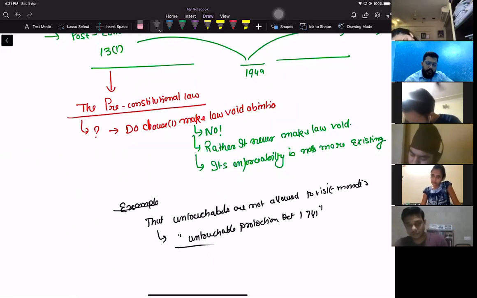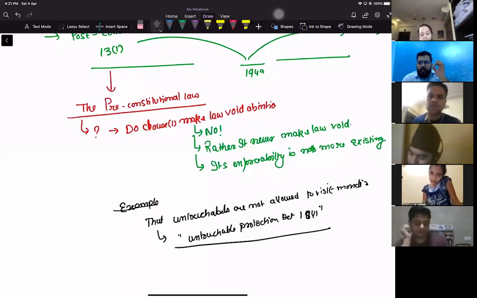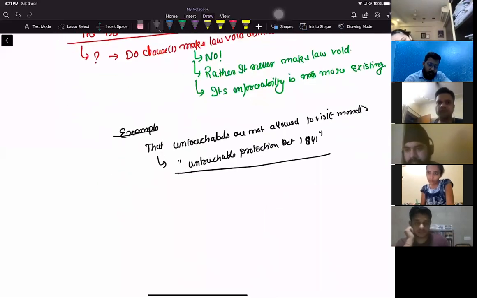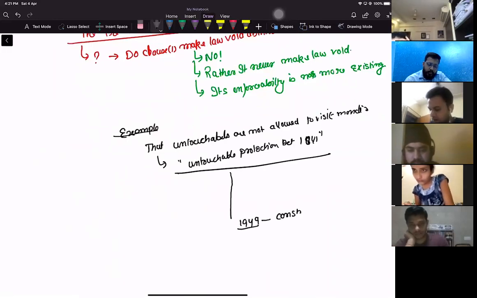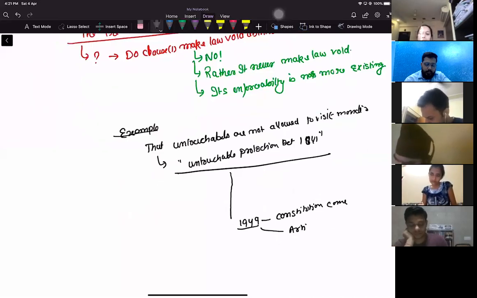Suppose this is the act of 1841. I'm just creating an example. ऐसा कोई प्रोटेक्शन एक्ट है नहीं, but एक example create करने की कोशिश कर रहा हूँ कि suppose in 1841 there is a law that no untouchable should be allowed to visit the mandir. Now what has happened? This law is in function, going on. What happened in 1949? The Constitution has come, and Article 17 came.